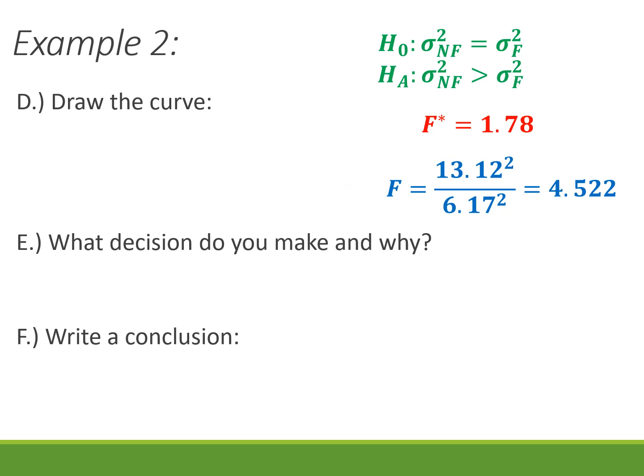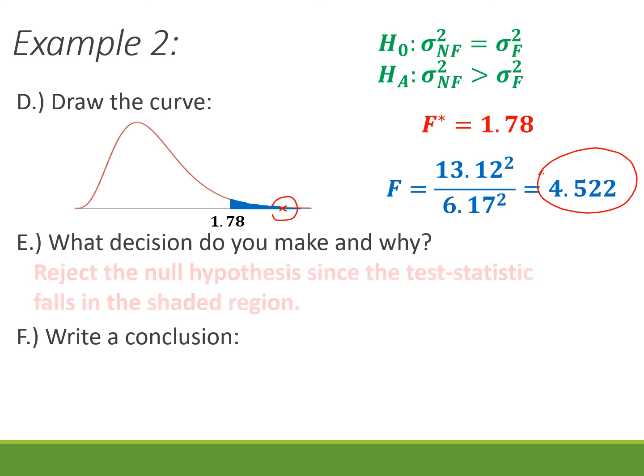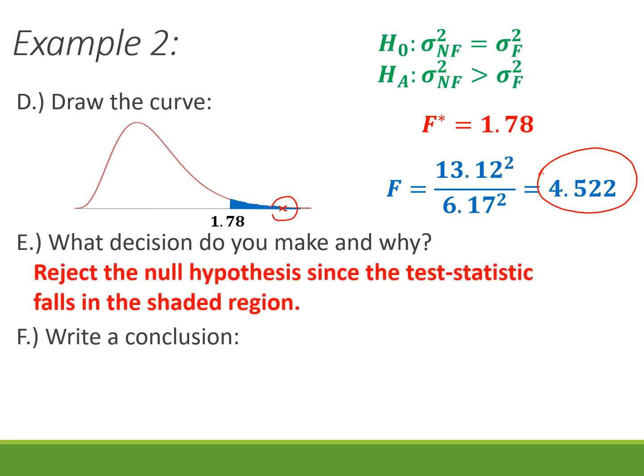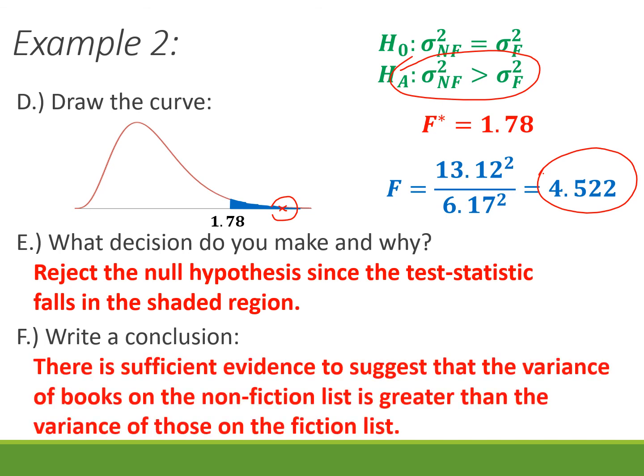Lastly, we want to draw out this curve. We have our critical value of 1.78. We found the test statistic previously. It was 4.522. We would put that on the curve. It's way out in the tail here. That's in the shaded region, and we're using that justification to reject the null hypothesis. Writing our conclusion, it's always about our alternative hypothesis. And in this case, there's sufficient evidence to suggest that the variance of books on the nonfiction list is greater than the variance of those on the fiction list.